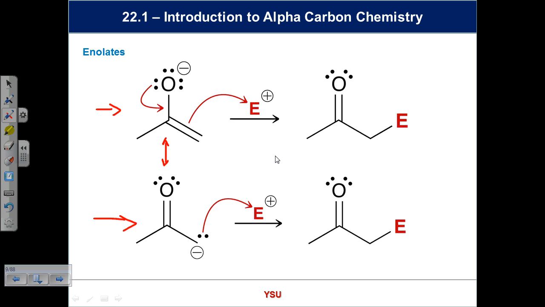Cody, are you an enolate man or an alpha carbon man? You haven't decided yet, have you? Think about it long and hard. Think about it and just pick one.